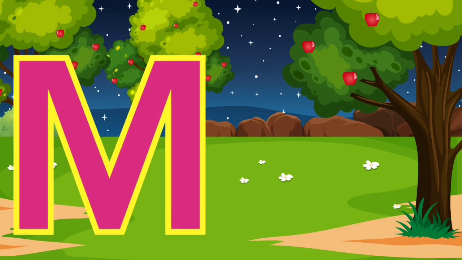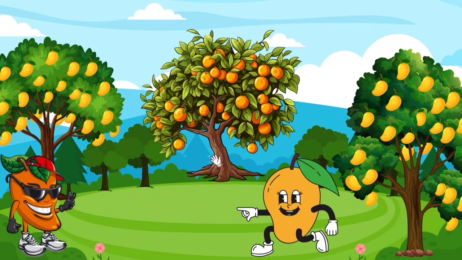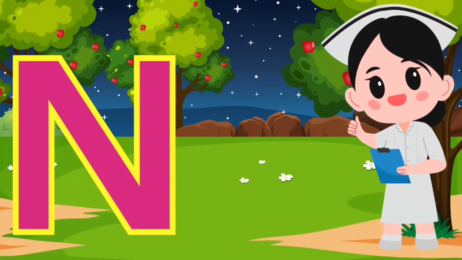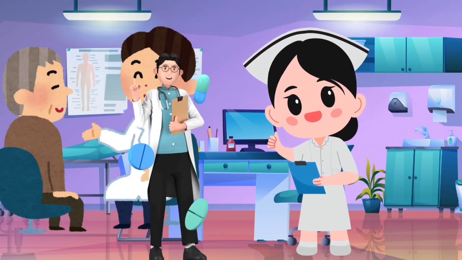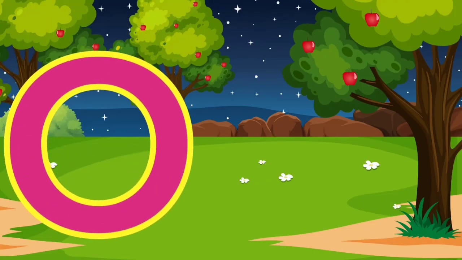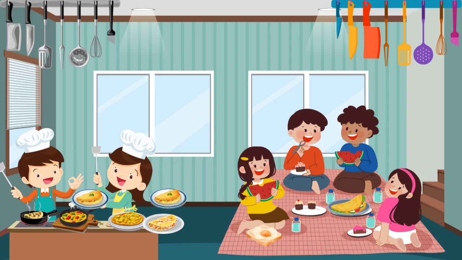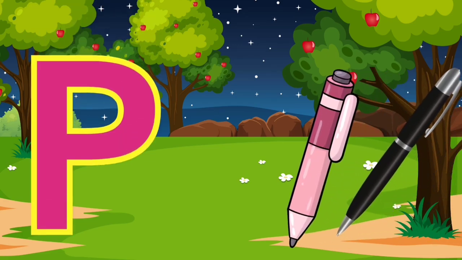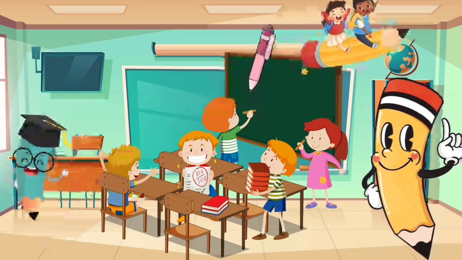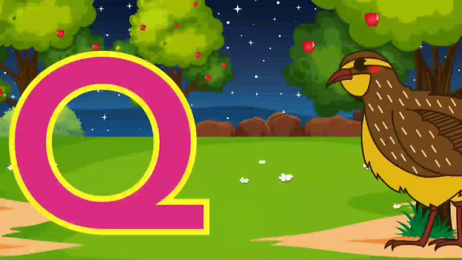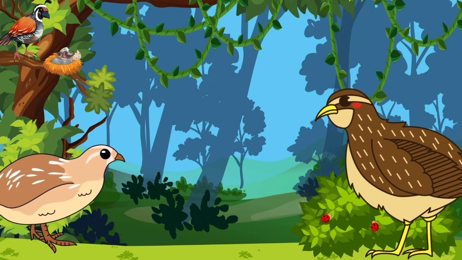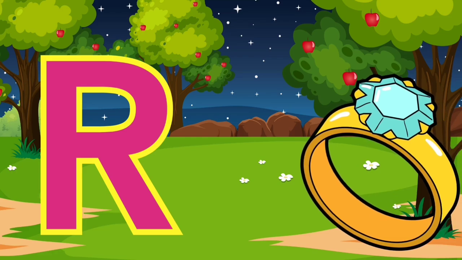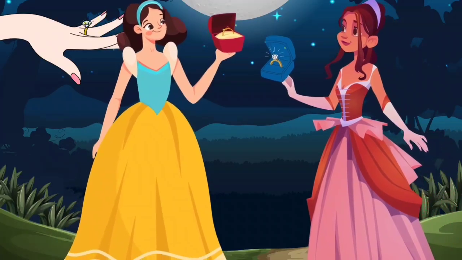M is for mango. N is for mouse. O is for omelette. P is for pen. Q is for crane. R is for ring.